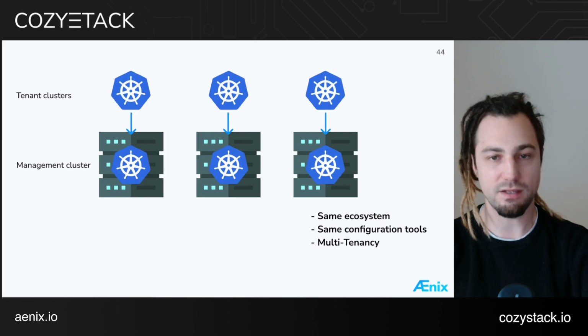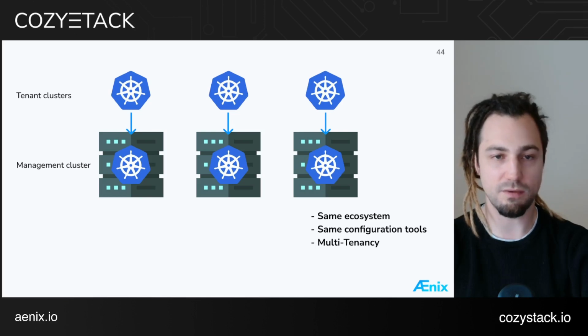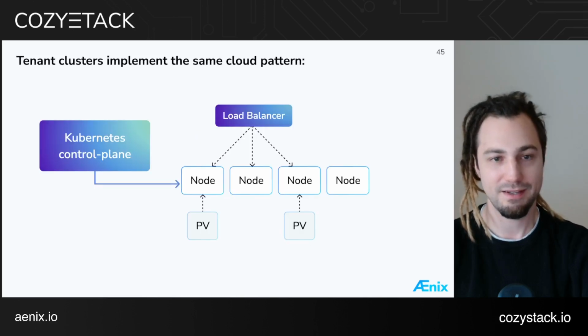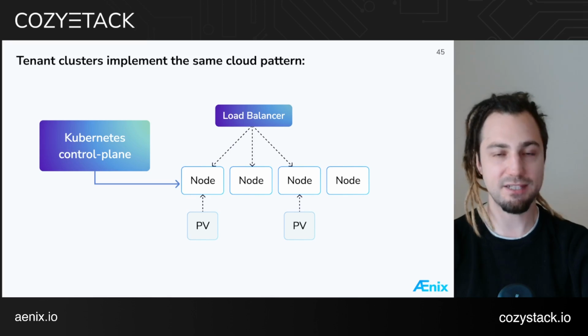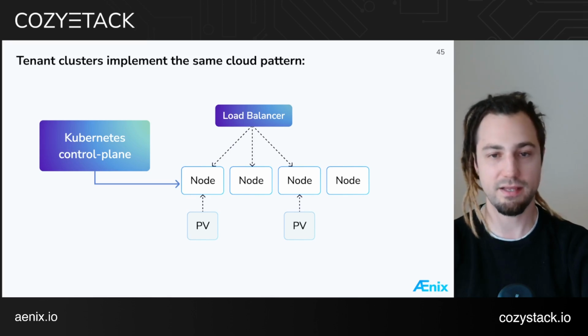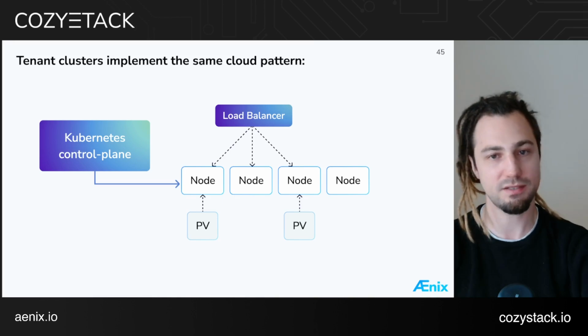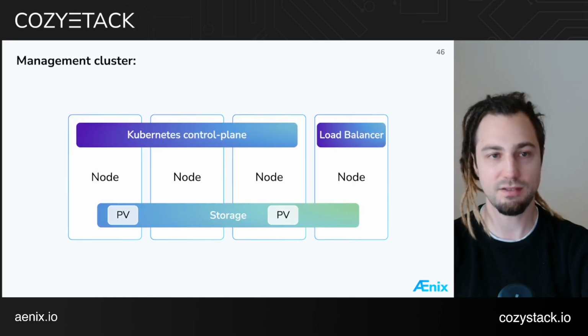Here we have really hard multi-tenancy. Since our clusters are running in virtual machines, that allows you to isolate the workloads between tenants, and they can't affect each other. The tenant clusters implement the same cloud pattern. So you have the Kubernetes control plane running separately, you have separate worker nodes, separate PVs, and load balancer. That works pretty fine for almost every application.